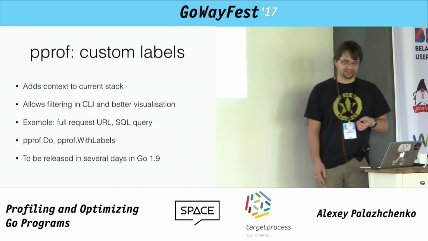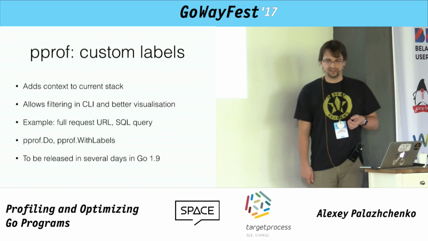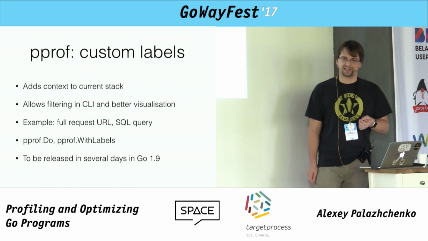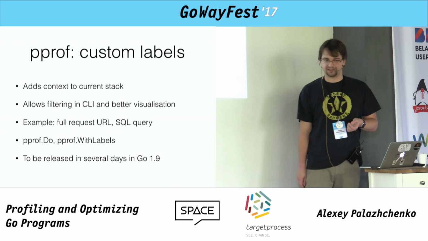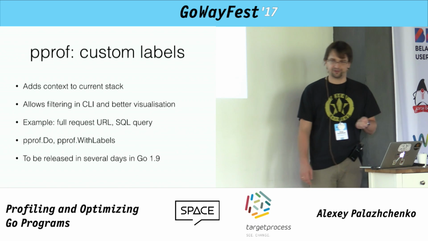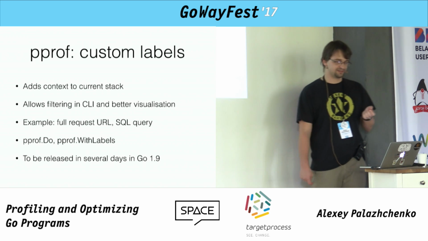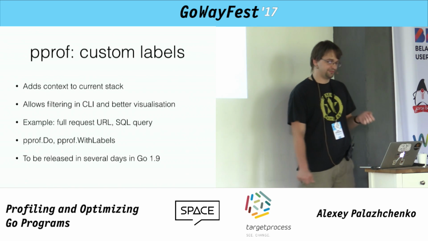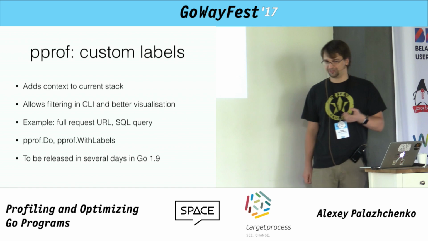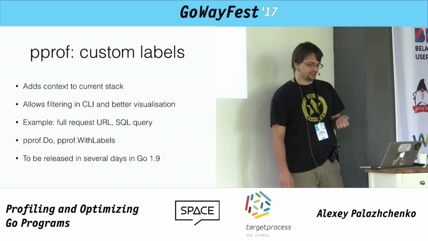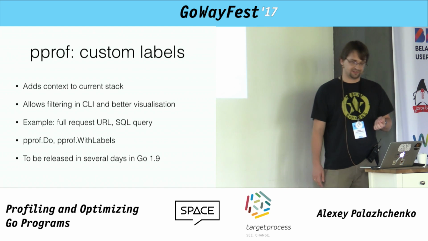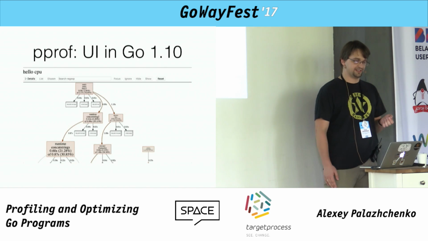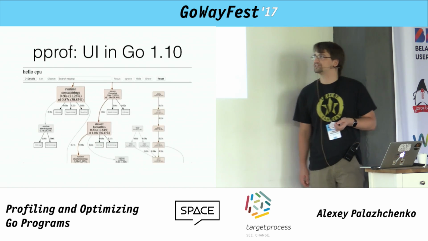You can also add custom labels to your profiles. So what is it? It's basically just key-value pairs you can add to your stack traces. For example, you can use URLs in your API application or SQL queries if you're doing database work. And then you will see them in the profile, both in the web view and the command line application. You can filter by that. It's not released yet, but it's going to be released in several days. Very cool stuff.